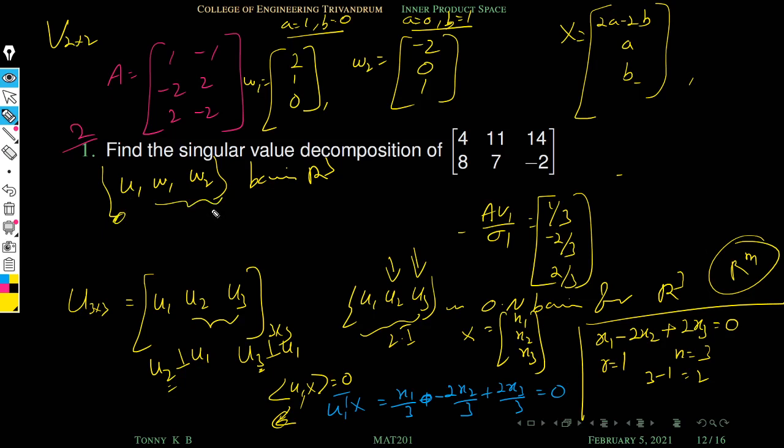Clear? We have to construct an orthonormal set from this w1 and w2, and we know that w1 and w2 are linearly independent. How to construct an orthonormal set from a linearly independent set? What is the procedure? What is the name of the procedure?